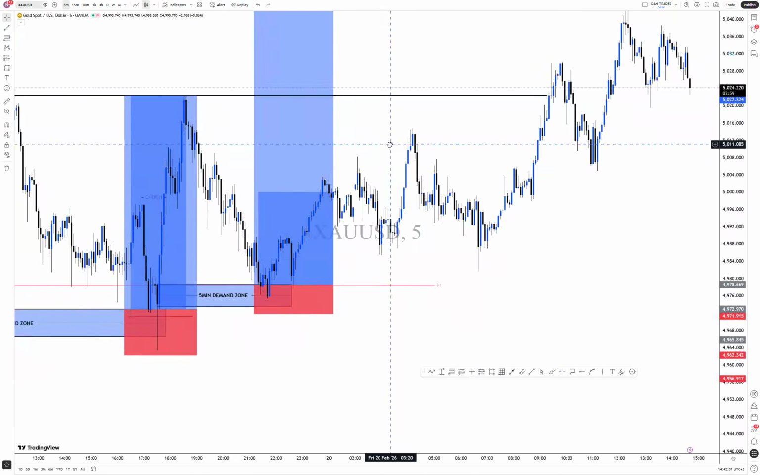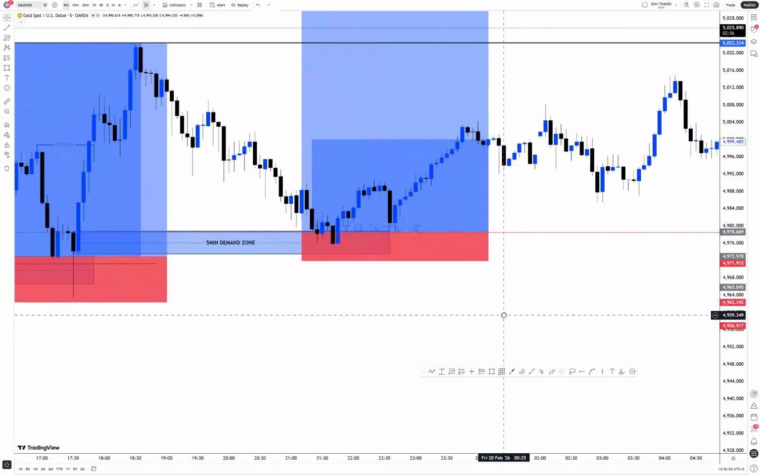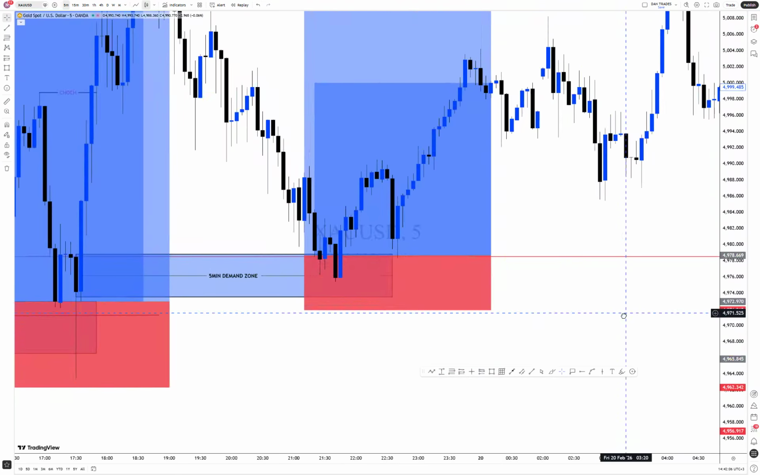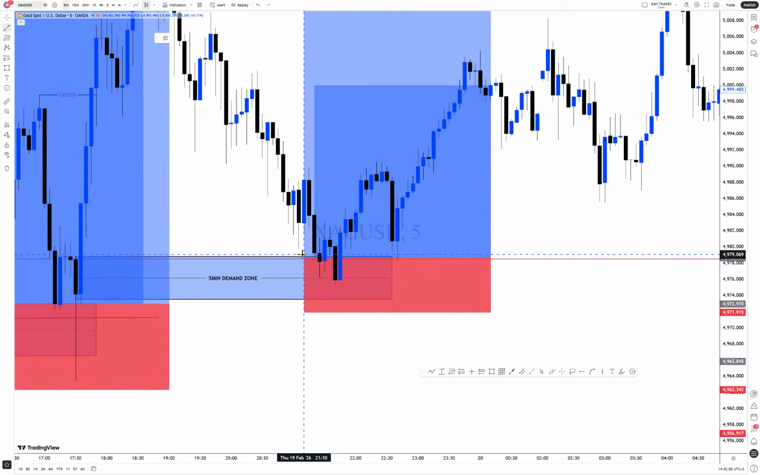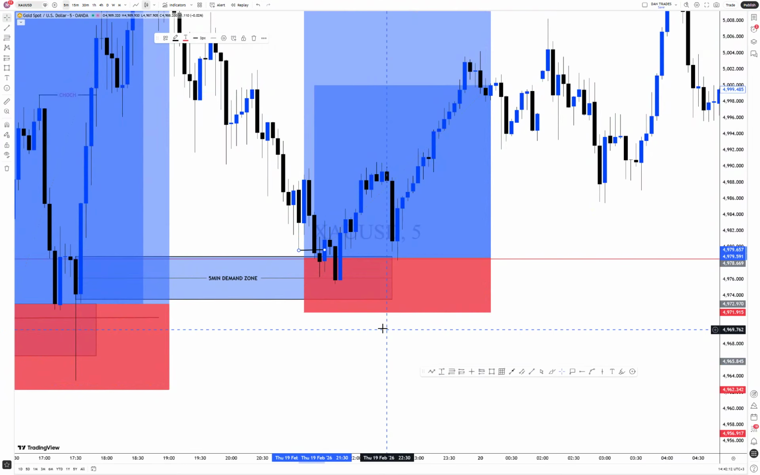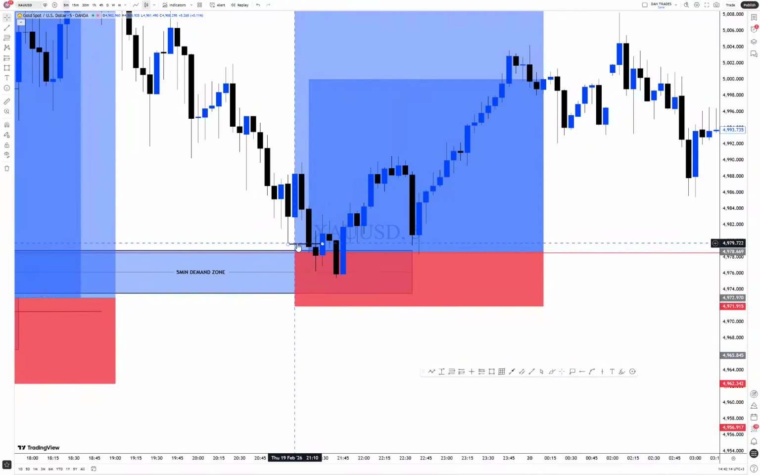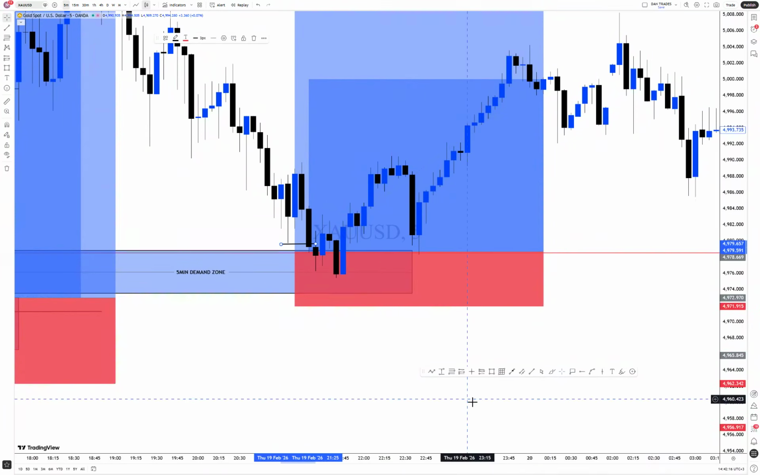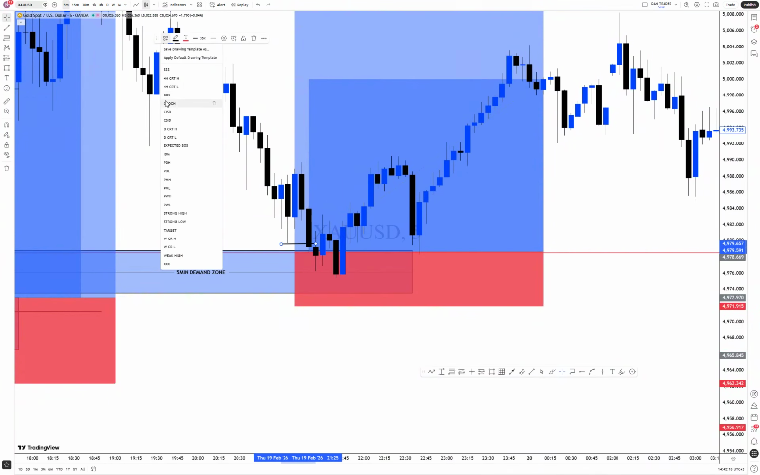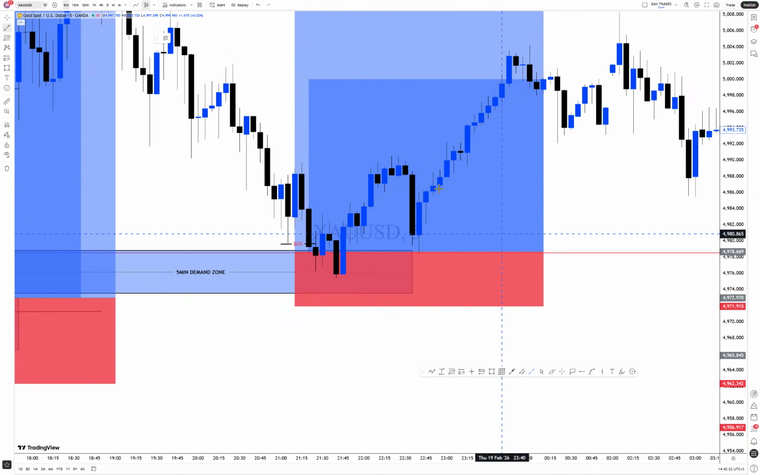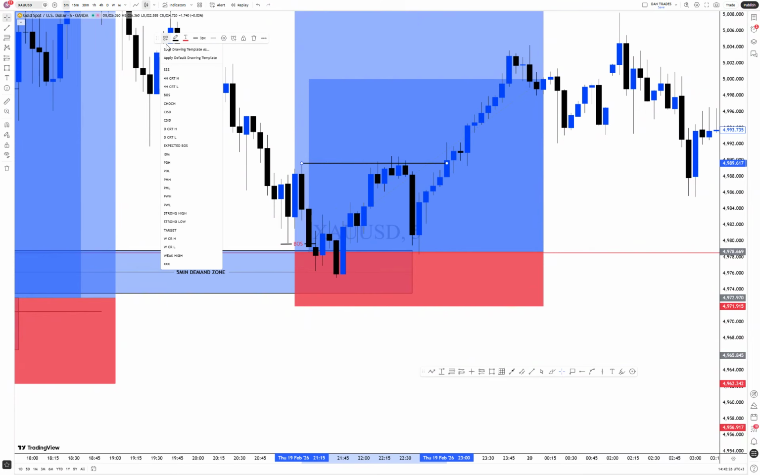And then when we mitigated this demand, what else did we get? So market gave us what? This opportunity. We had this breakout structure here. Let me mark it. We have that breakout structure. And again, we have this area as the change of character.